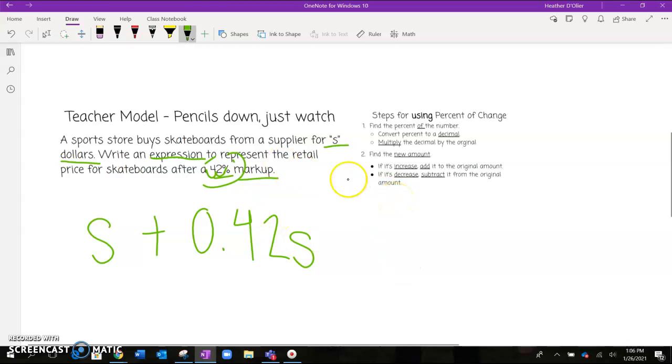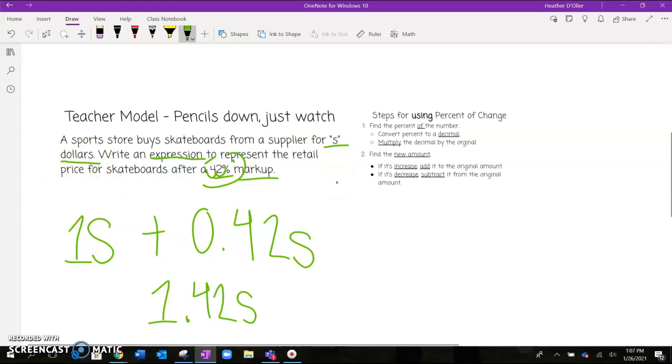And then the last thing I'm going to do is combine this expression because s and s are the same variable. I can combine them. There's no number in front of that s, but it's technically a 1. So this is 1s plus 0.42s. And when I combine those, I can simplify this to become 1.42s. Because 1 plus 0.42 is 1.42.